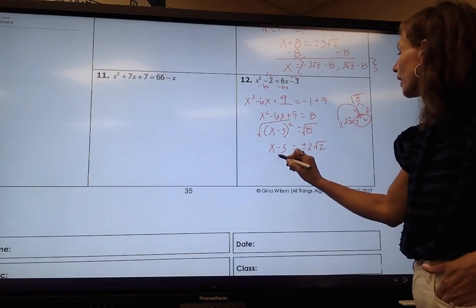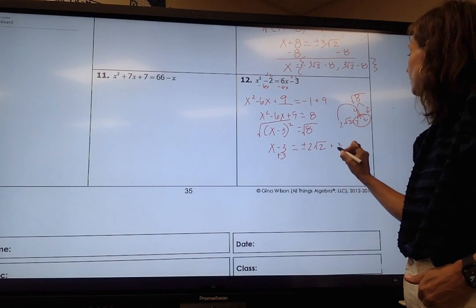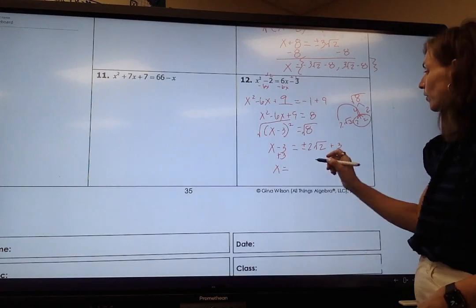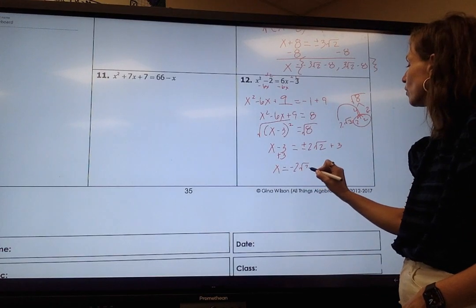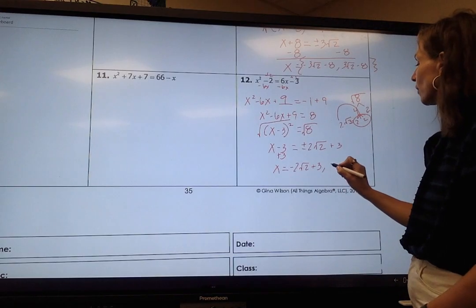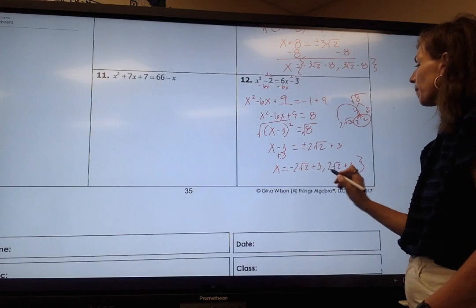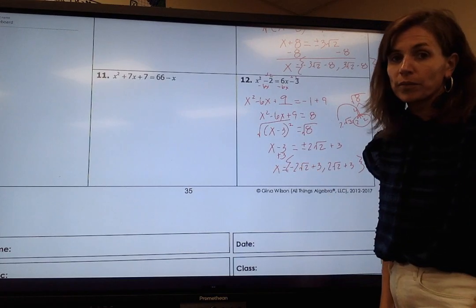So now you're going to add 3 to both sides. And you have two separate things going on here. You've got this negative 2 square roots of 2 plus 3, and you have this positive 2 square roots of 2 plus 3. And those will be my answer.